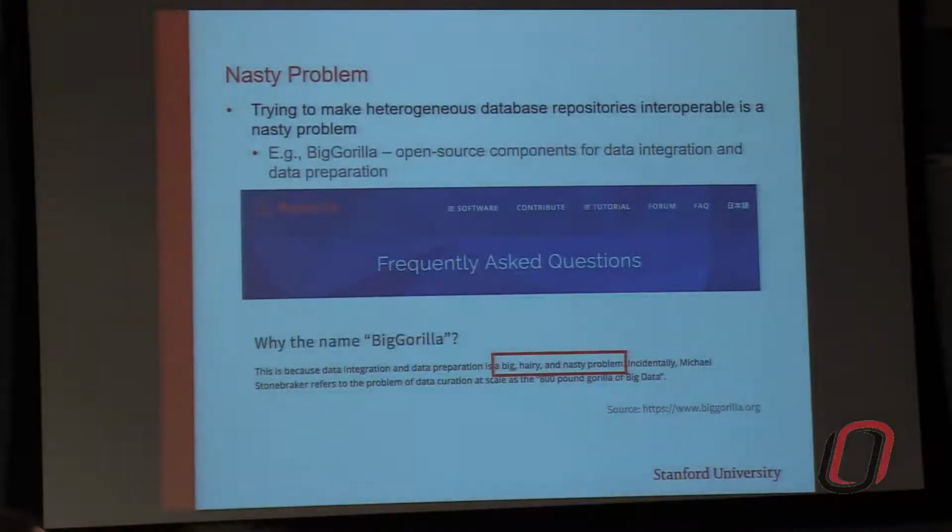So it's also a nasty problem. Look, there's a website that actually calls it a big, hairy, and nasty problem. It's like a big gorilla, right? It's the 800-pound gorilla in the room. Making heterogeneous database repositories interoperable is a pretty nasty problem. There's no way to sugarcoat it or make it easy to say. It is what it is.